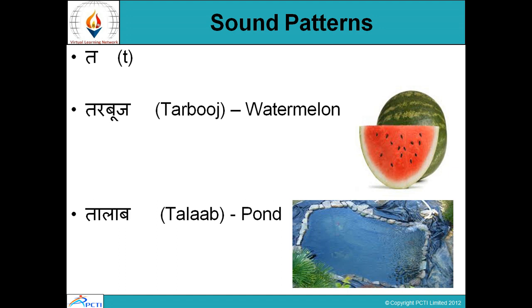Full of juice, juicy fruit. It is called tarbooj. Long sound of oo with the tarbooj. It is called watermelon. Talab. Talab is what? Pond. Small water body. Talab is the water body, small water body found in villages and rural areas usually. In city we have less ponds. So it's a water body, a small water body. It's called as pond.